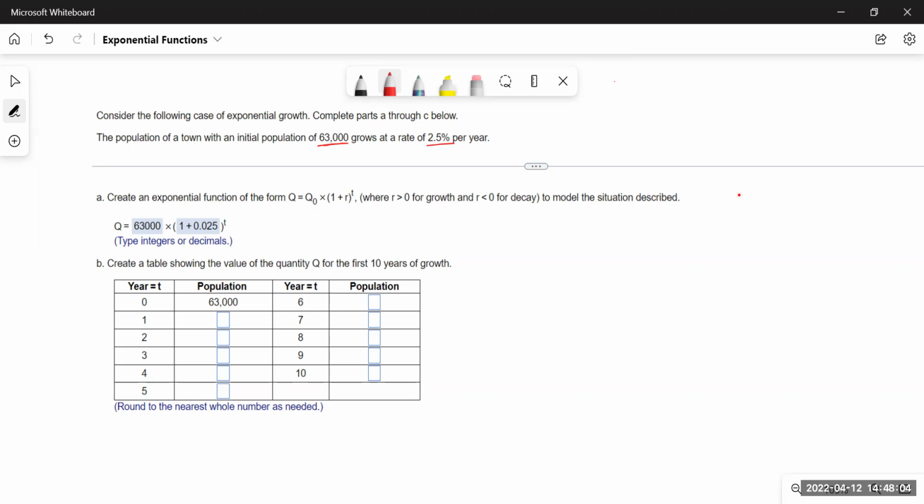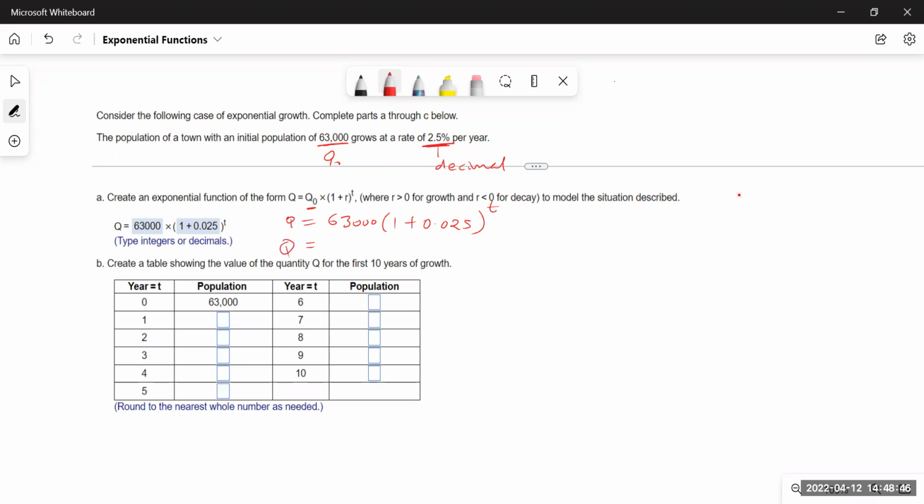Now, the first question is to create an exponential function of the form Q equals Q naught times 1 plus R, exponent T. So this is your Q naught, that is your initial, and this is your rate. Now change this to a decimal. Is that okay? So your equation Q will now be equal to 63,000 times 1 plus 0.025. If that is difficult to change, just divide this by 100.